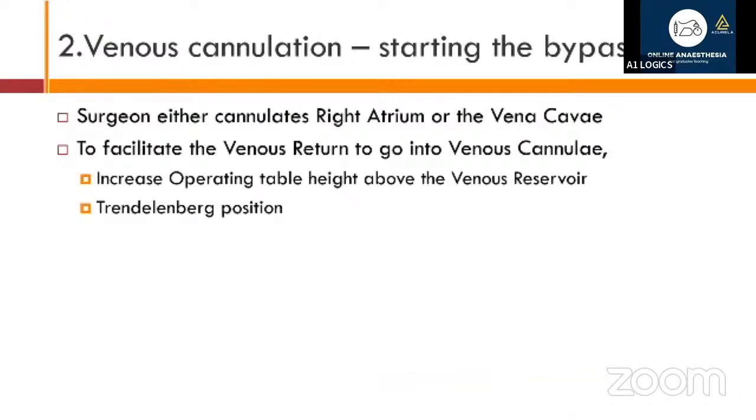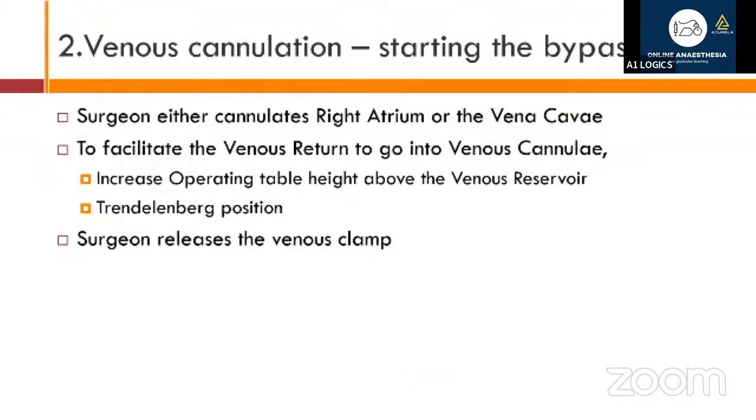Once the cannulae are in, to facilitate venous return to go into the venous cannula and reach the reservoir, you will have to increase the operating table height above the venous reservoir so that blood flows with the help of gravity, and sometimes put the patient in a Trendelenburg position. Because I already told you, the venous return is not taken by suction, it drains by gravity. To aid gravity, you raise the height and put in a Trendelenburg position, and the surgeon would have already placed a clamp in the venous line.